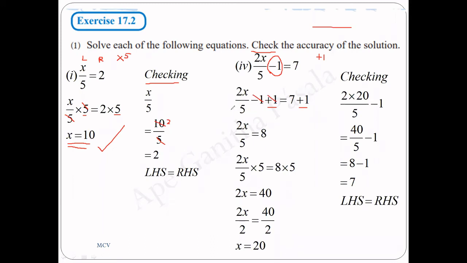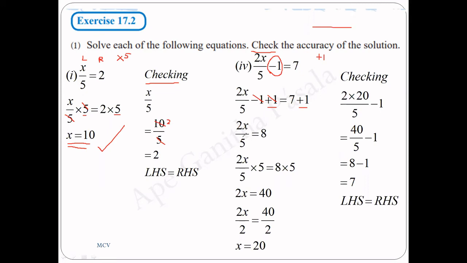What is remaining in the left hand side? 2x over 5 remaining in the left hand side. In the right hand side, 7 plus 1, 8. So 2x over 5 equals 8. Now dividing by 5.